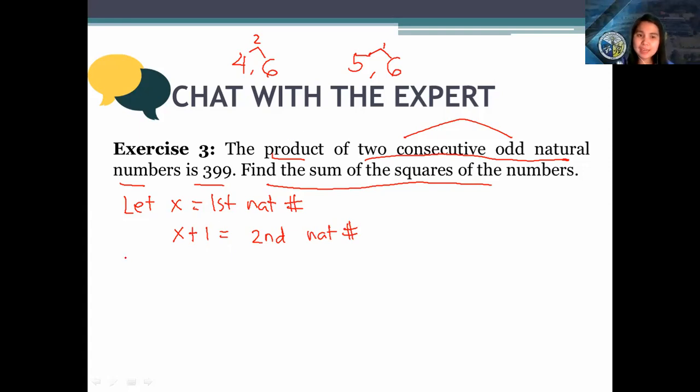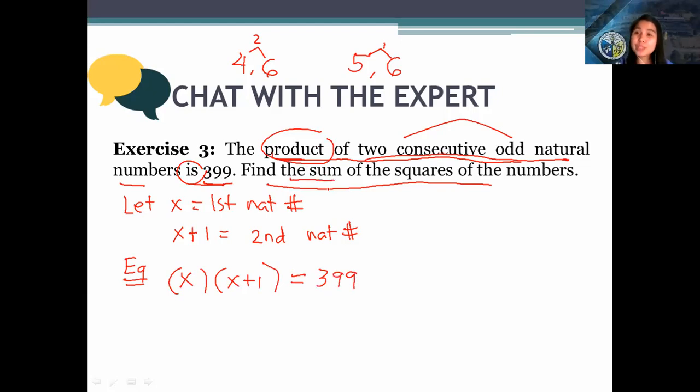Now, what do we do next? Let's have our equation. Product. So it means we'll multiply them. The first is x. The second is x plus 1. The product of two consecutive odd natural numbers is, is means equal sign, 399. So equals 399. But before we find the sum, we need to solve for the roots first. So we have x squared plus x equals 399.